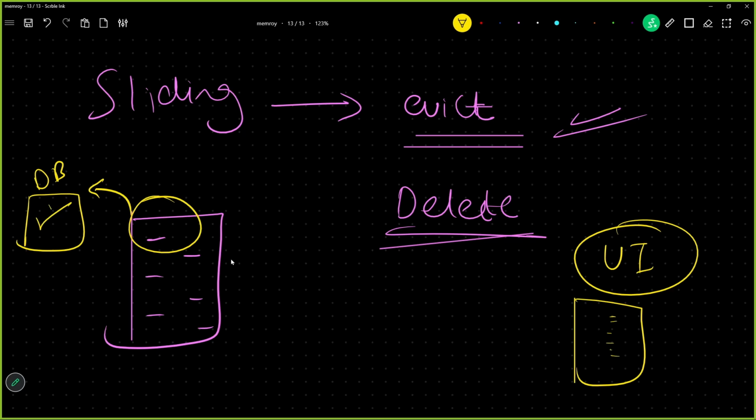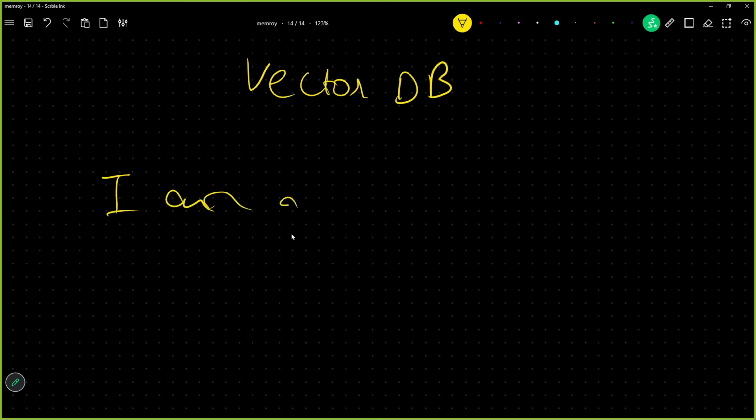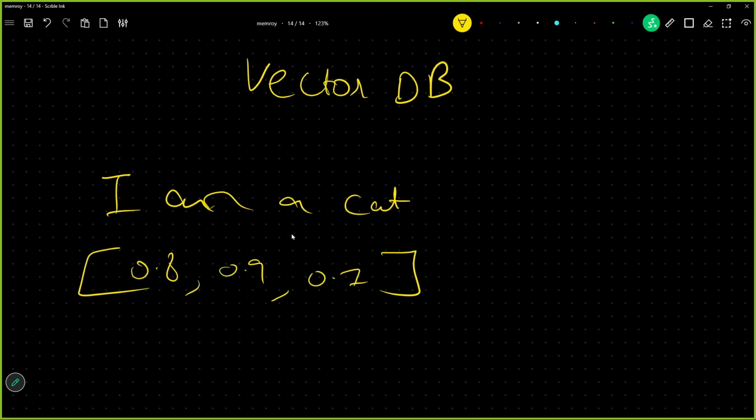So if we are not deleting it, this entire information which we are storing is a waste. Why not utilize it? So this is the motivation. But before that, people thought about using vector databases. Now, what are vector databases? Your sentence is, I am a cat. This sentence will be converted into a vector: 0.8, 0.9, 0.7. If I write, I am a cat, my name is Divesh, and the second question is, who is Divesh?